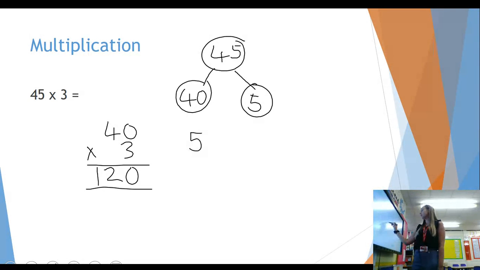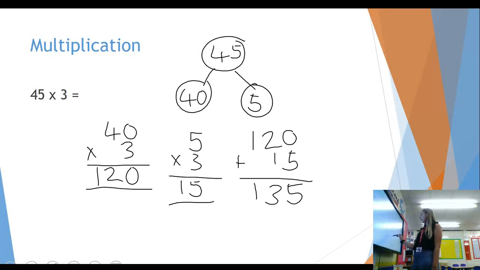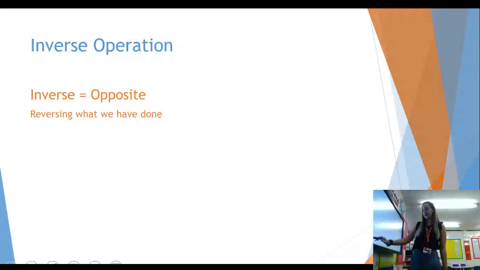5 times 3 now. I'm sure you can do this in your head. 5 times 3 is 15. And then we add our two numbers together. Our answer, 120 add 15, becomes 0 add 5, 5, 3, 1, 135. See how easy that was when we partitioned that number. So don't be afraid of the bigger numbers, just simply partition them.